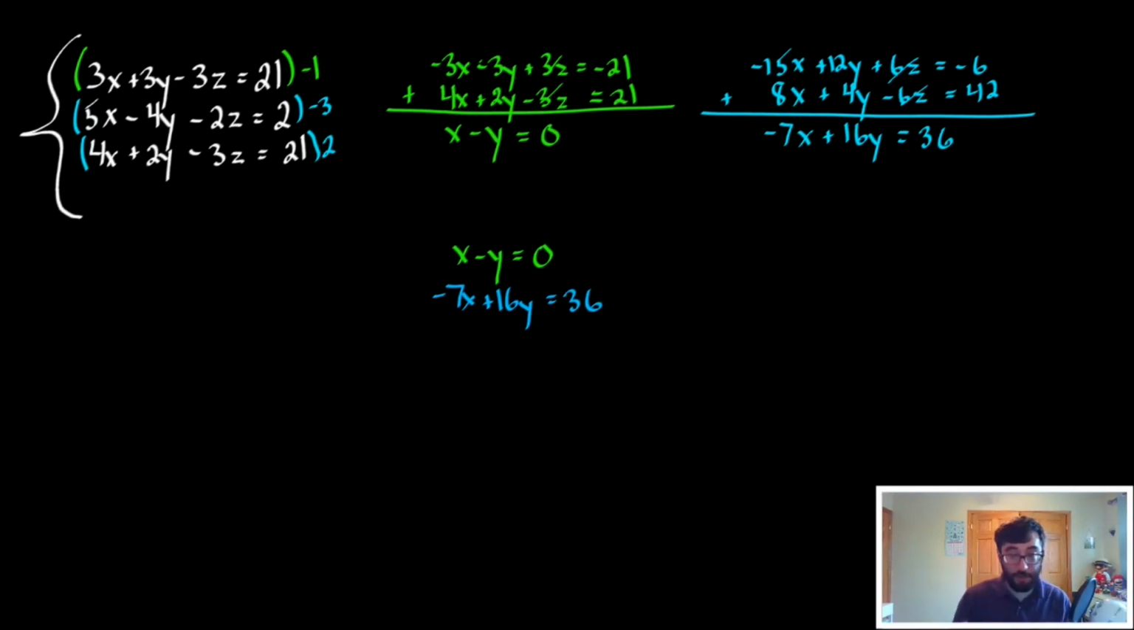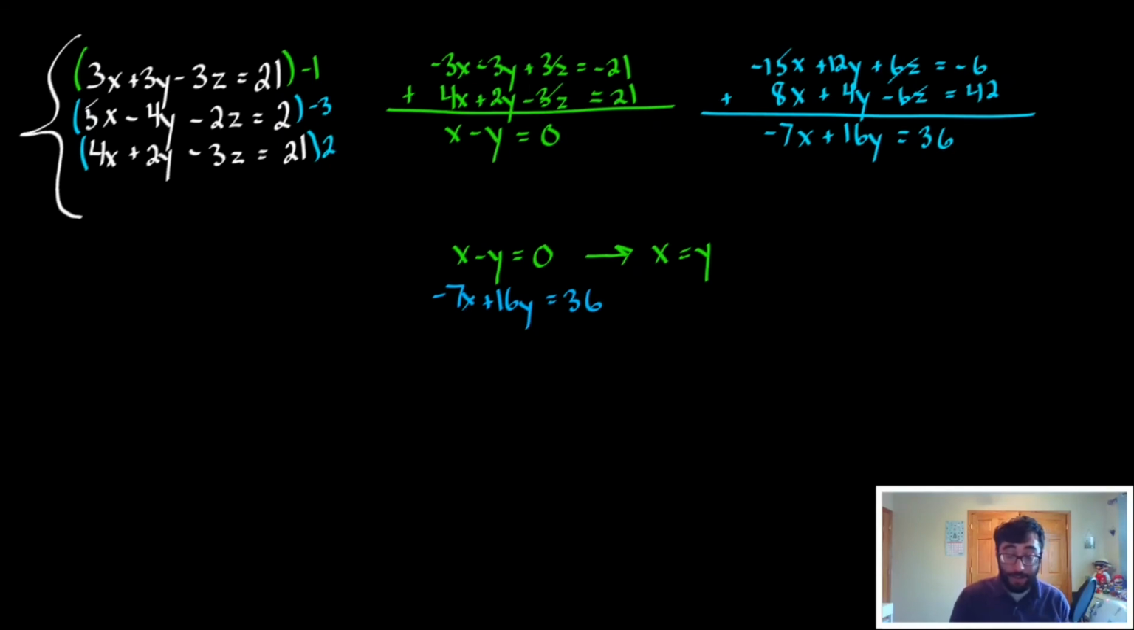Now, I can use elimination, I can use substitution from here. I'm actually going to go ahead and use substitution because if I just add y to the other side, I get x is equal to y. And that's actually really kind of neat. Now I know x and y are going to be the exact same number, which is going to make things a little bit easier from here on out.